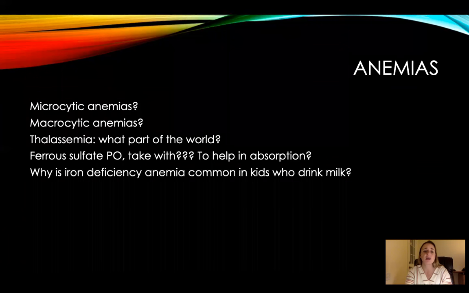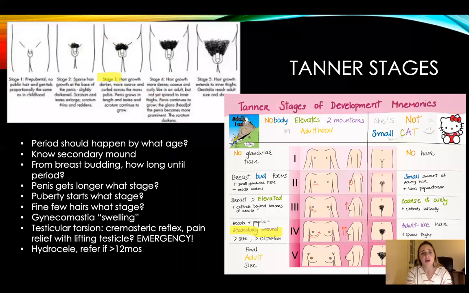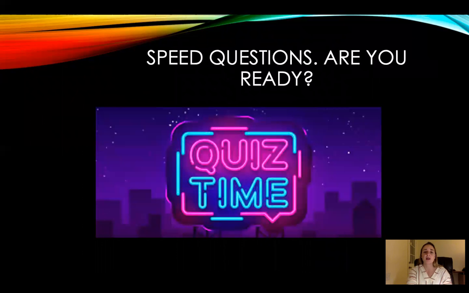We do go over anemias. We have to know about assessment signs. We have to master Tanner stage, which is so easy because there's no way you have to memorize everything. There are a few specific things about each stage, and I'll tell you what it is that you need to know. And at the very end, we do speed questions where I quiz you, not on the stuff covered in my presentation, but just other stuff that's out there that you should know for sure that I have not included in my lengthy PowerPoint.